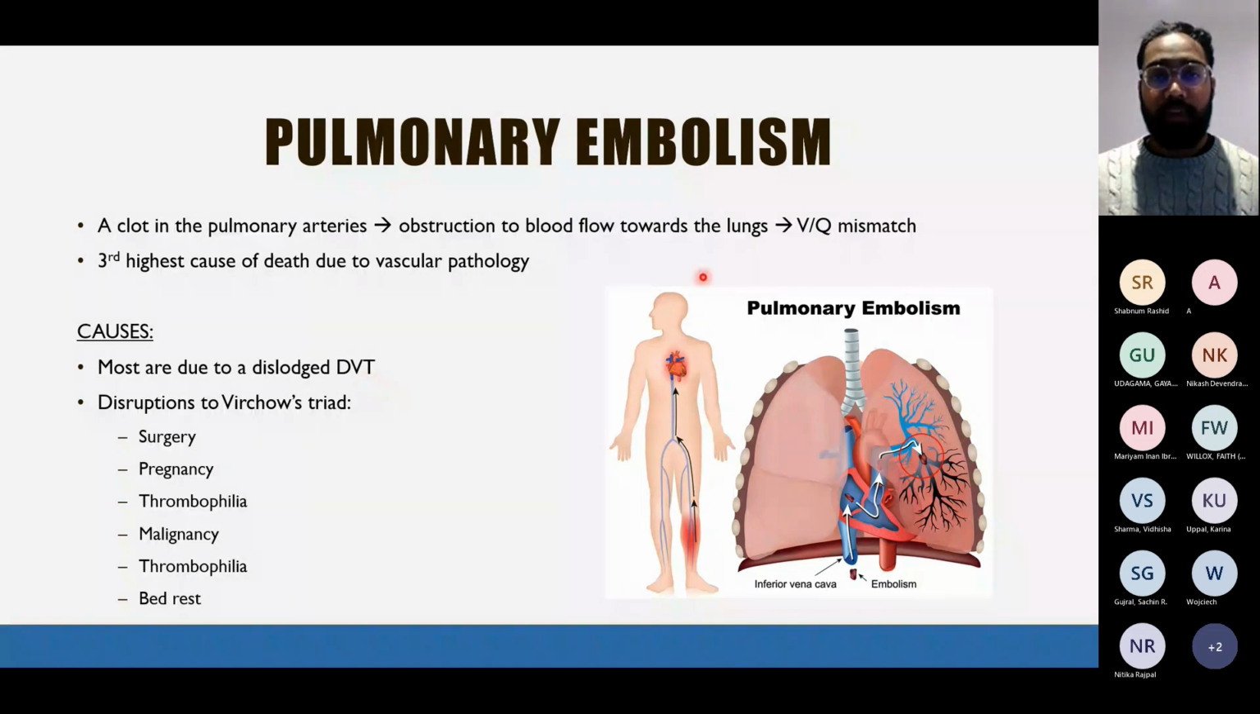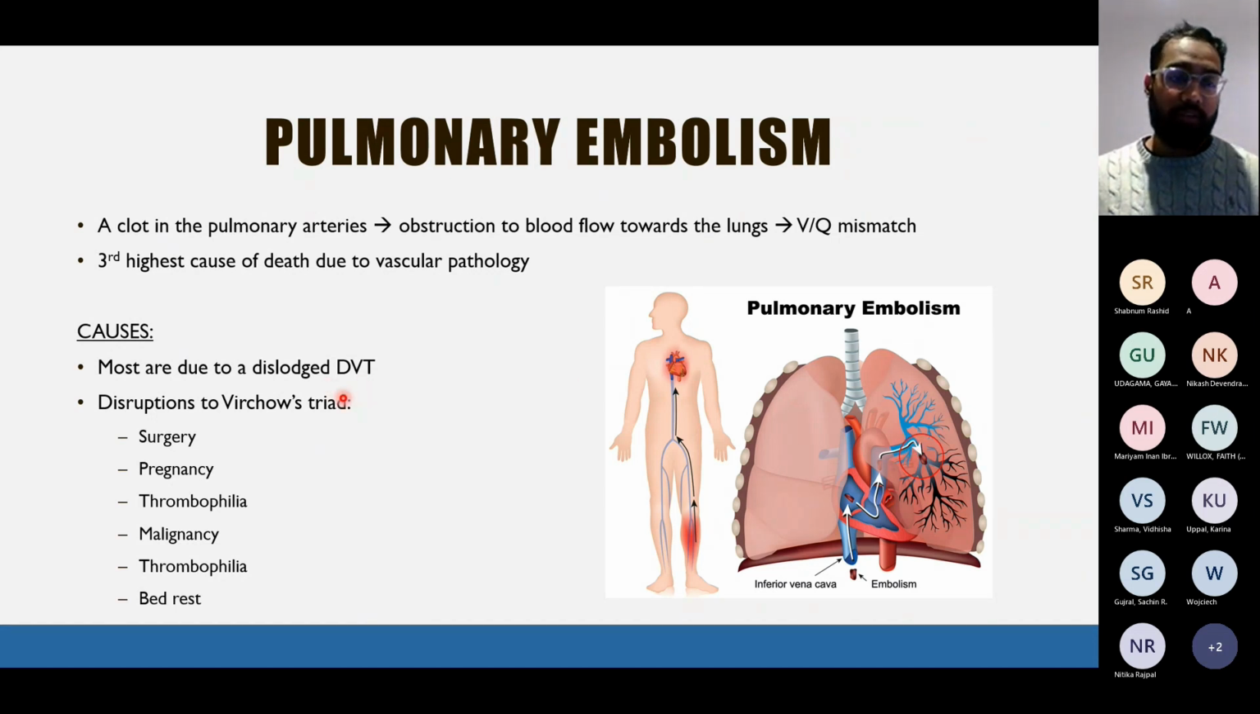So most of the PEs, most of the pulmonary embolisms, come from a DVT, a deep venous thrombosis in the calf, which is dislodged and has traveled all the way up through the circulation. It's come in through the heart, and then it's gone and lodged into the pulmonary artery.